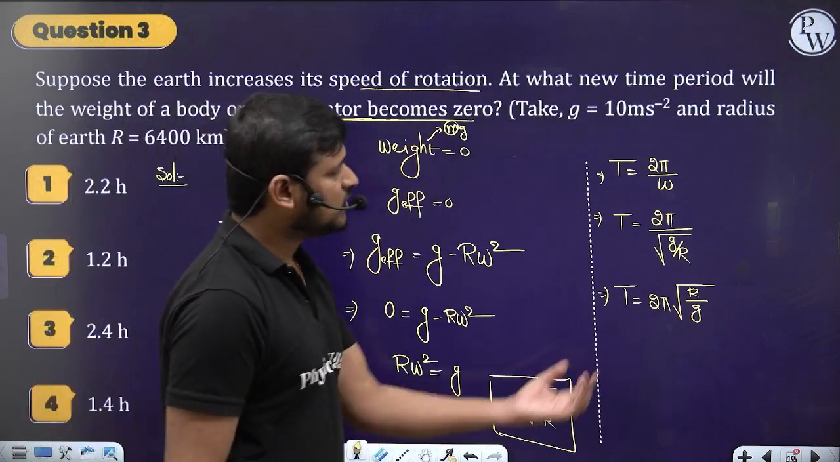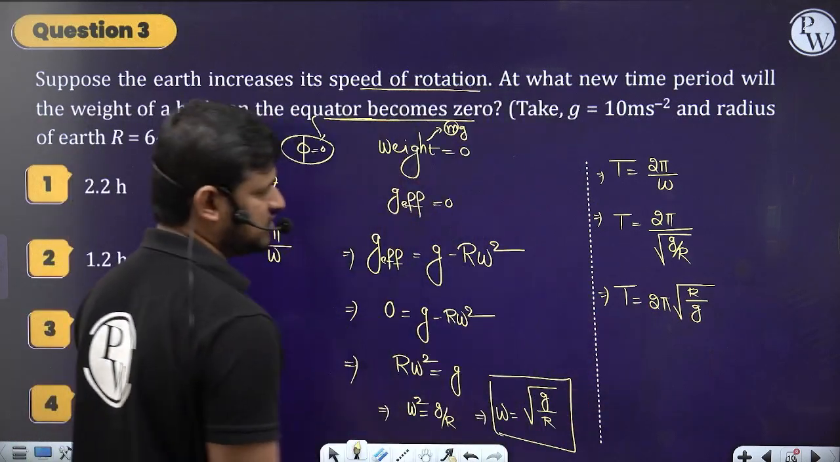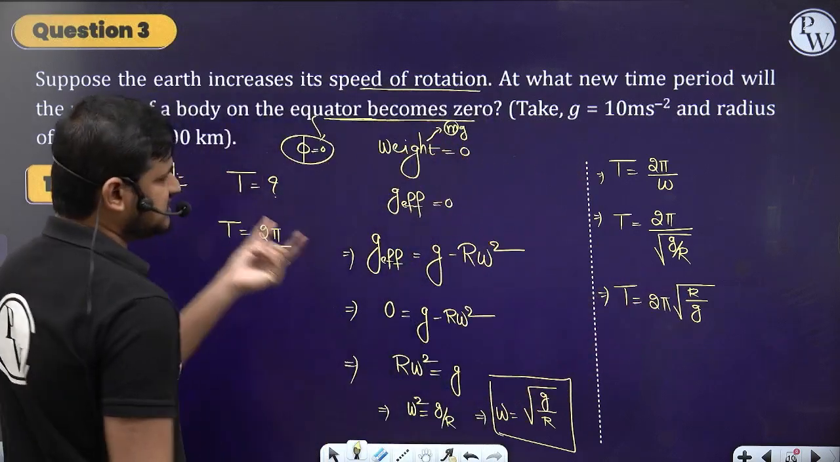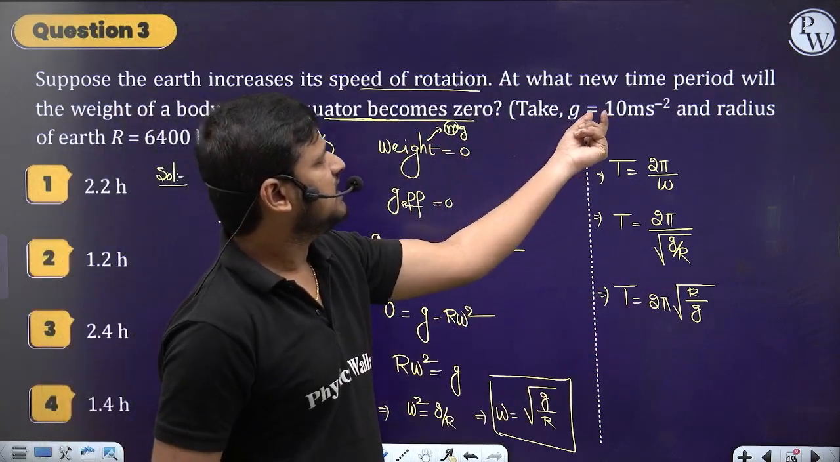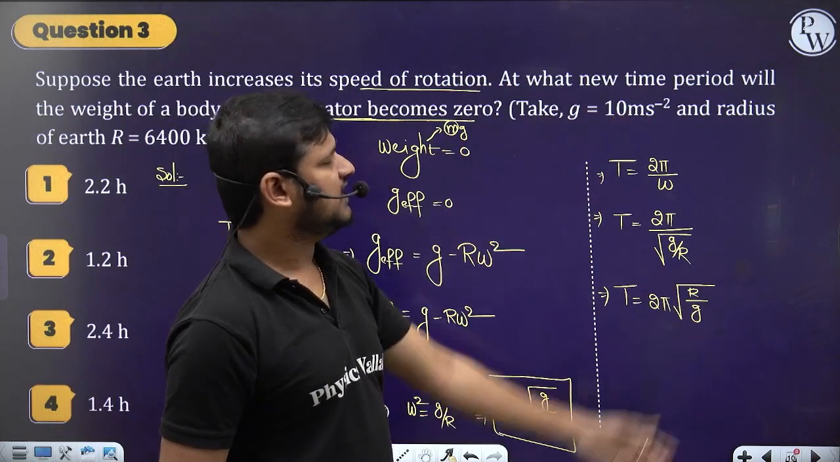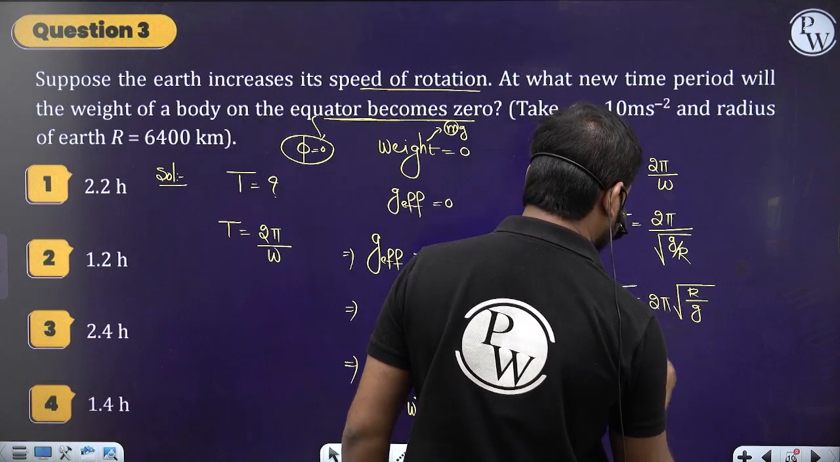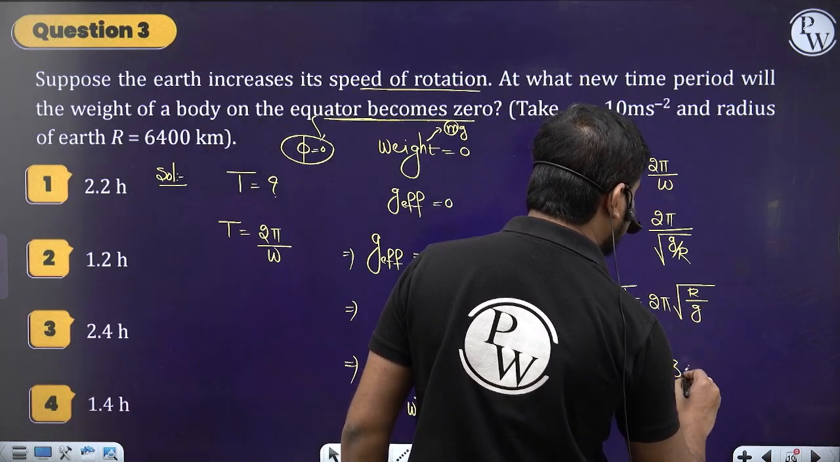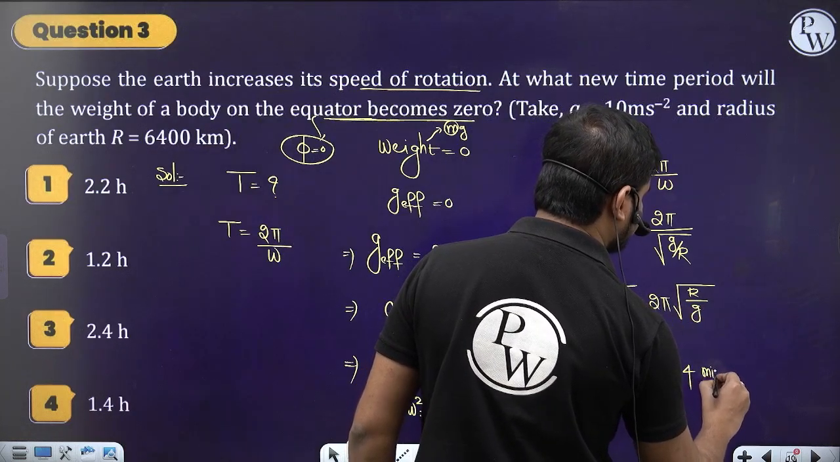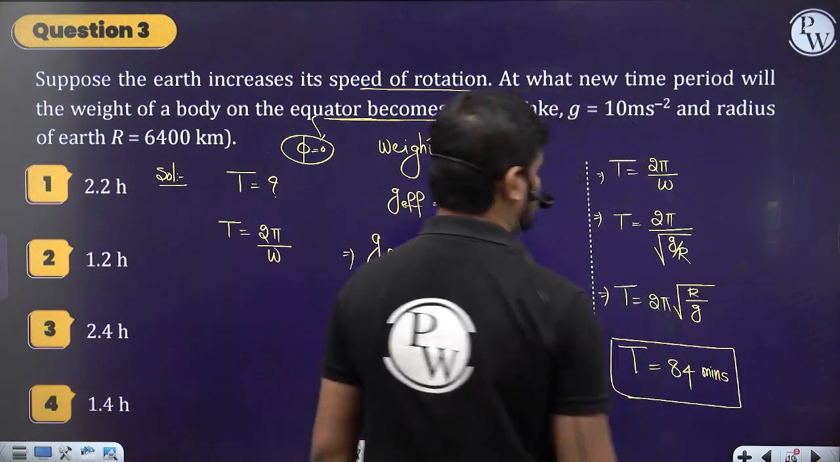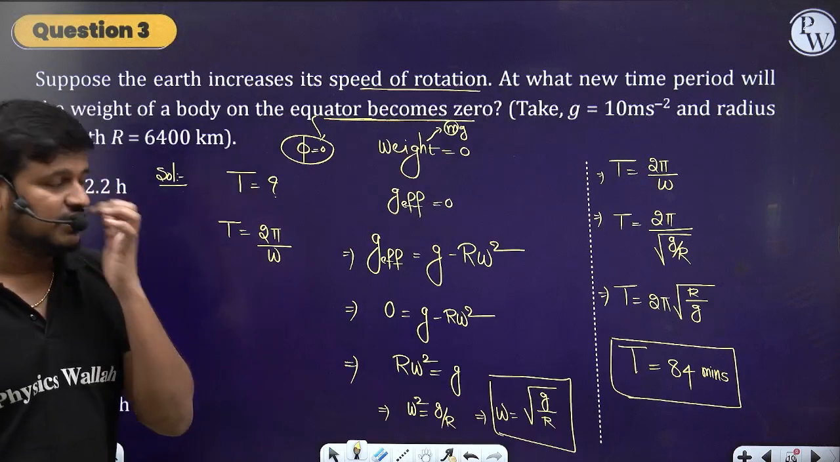Yes. So now if you substitute the values, T, pi, and R is the radius of the earth, 6400 kilometers, and G is 10 meter per second square. If you substitute all the values, we get this T as 84 minutes. This is a standard result, you should remember, guys. So T is equal to 84 minutes.